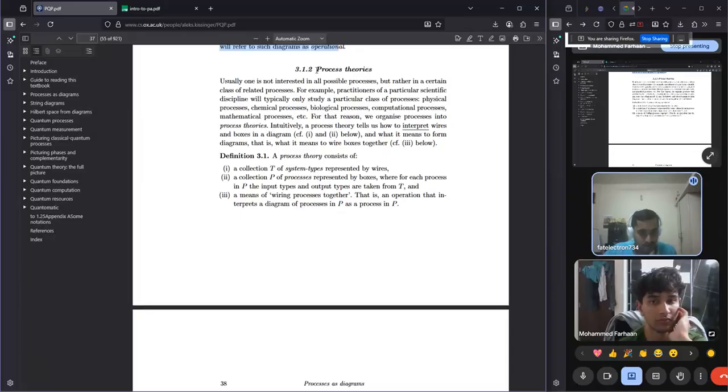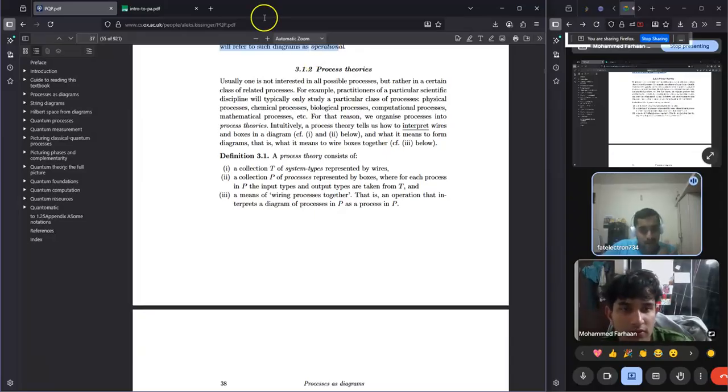So the definition: a process theory consists of a collection T of system types represented by wires, a collection P of processes represented by boxes, where for each process in P, the input types and output types are taken from T, and a means of wiring processes together. That is an operation that interprets a diagram of processes in P as a process in P.